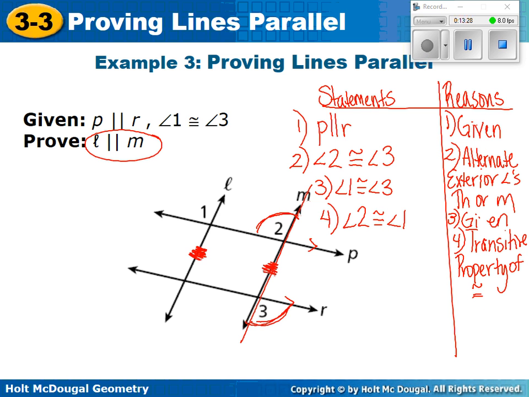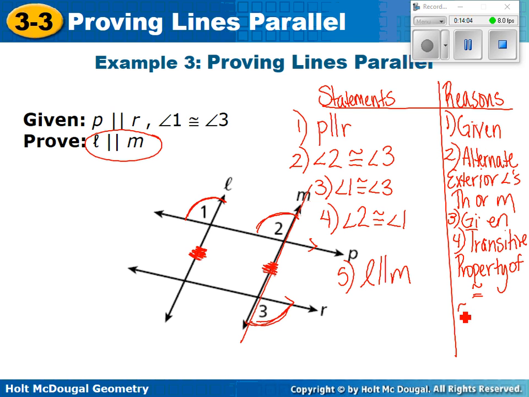Okay, so now look at 2 and 1. What kind of angles are 2 and 1? Corresponding. And now that we know the corresponding angles are congruent, what does that tell us? That L is parallel to M. If the corresponding angles are congruent, then the lines that make those angles have to be parallel. And our goal is to prove the lines parallel. So number 5 would be L is parallel to M.